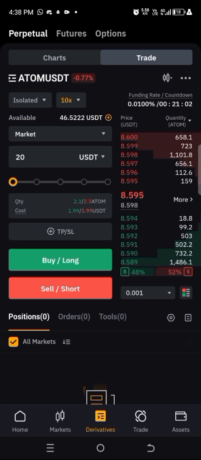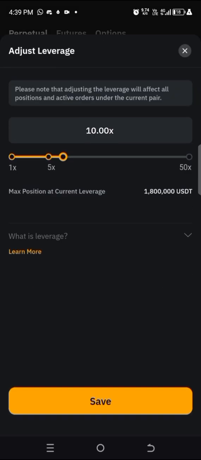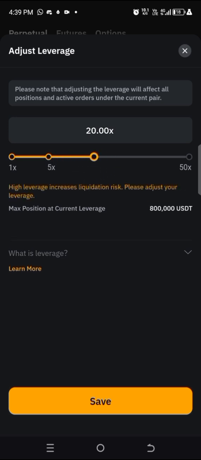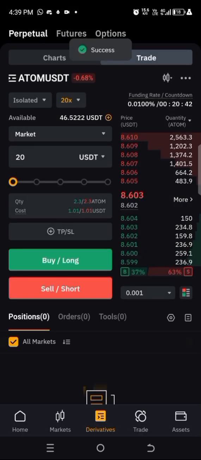So that being said, the next thing you want to do now is what? Select your leverage. You click on this 10x. You can decide to use 10x, 15x, 20x. You adjust it as much as you can. Let's say in this trade, I want to use 20x for this trade now.